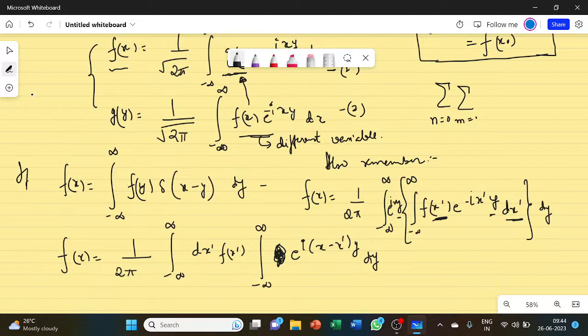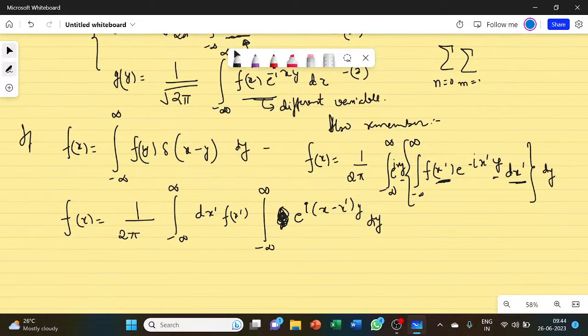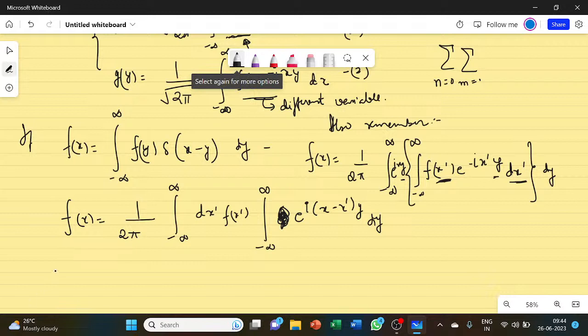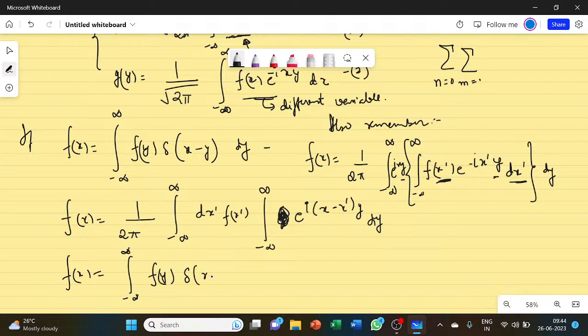Okay, now compare it with the first equation, that is the equation we had in terms of the Dirac delta function. So f of x can also be written as integration from minus infinity to plus infinity f of y Dirac of x minus y dy. I'll write it once.